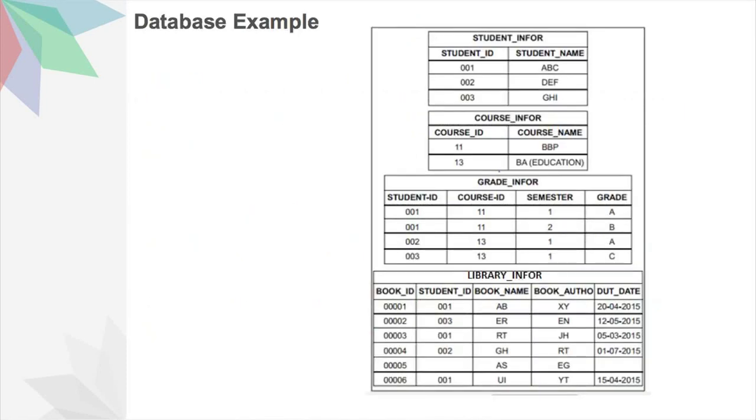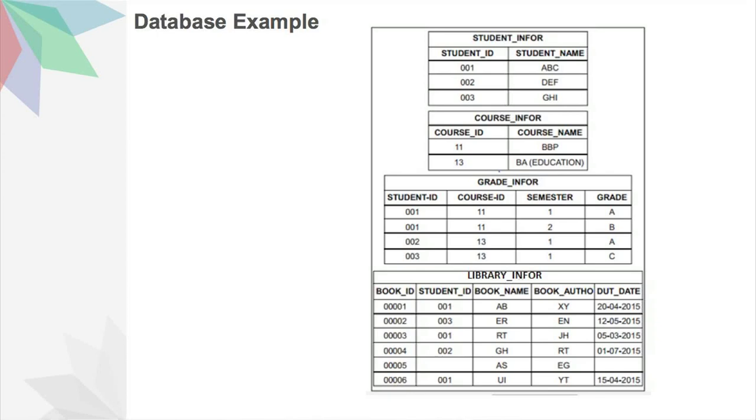Now here in this slide you can see an example of a database. This database consists of 4 files. The first one is student information, then we have the course information, then the grade information, and lastly the 4th file is the library information. So this can be a database for a particular university.